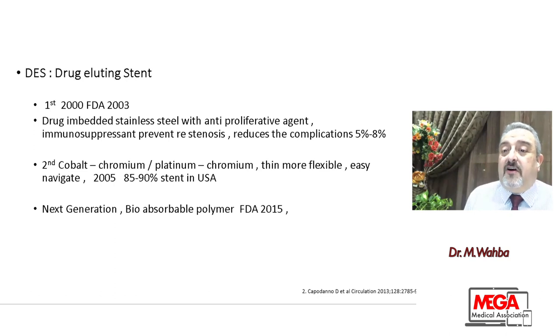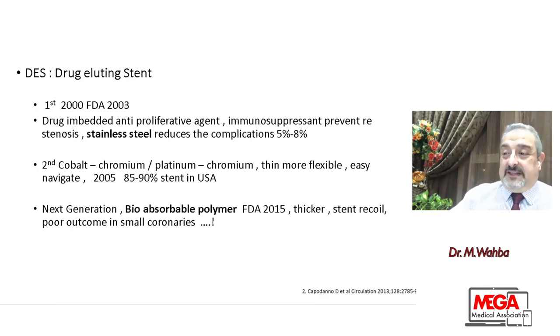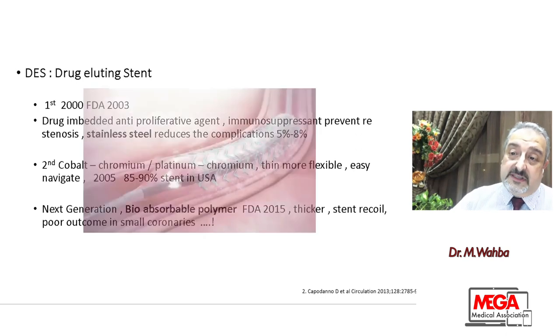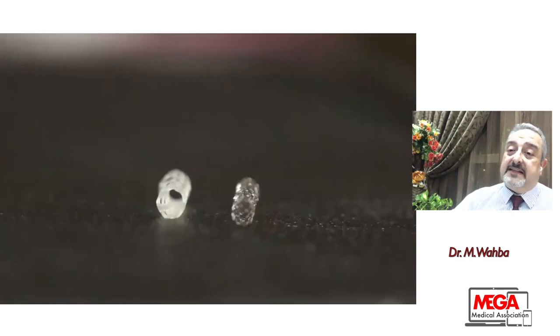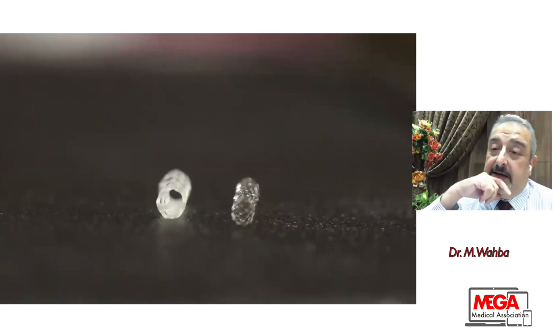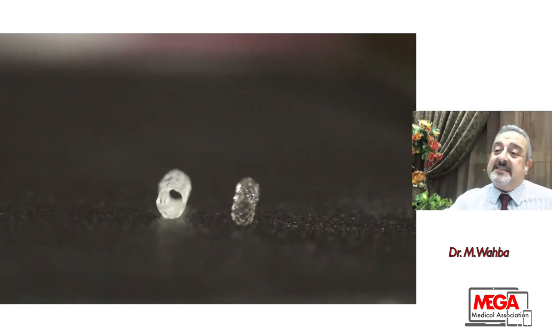A new generation of bioabsorbable polymer stents came to the market in year 2015. Unfortunately, it is thicker and restenosed again, with recoil and poor outcome, especially in the small coronaries. So it did not build a good reputation like the first or second generations of the drug eluting stent, because of the recoiling and because it cannot navigate into the small veins or coronaries or whatever lumen you insert it in. Here are the pictures: the one on the left side is the new generation of 2015, and the thin one on the right side is the second generation drug eluting stent.